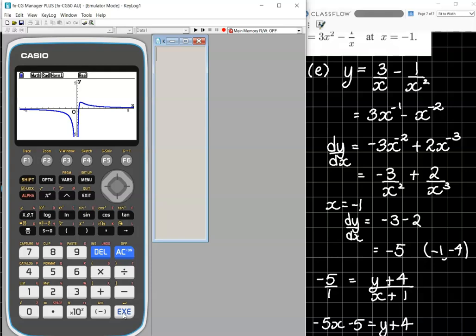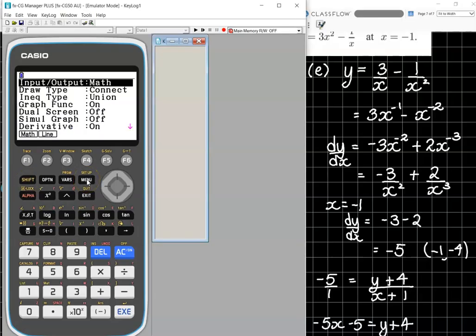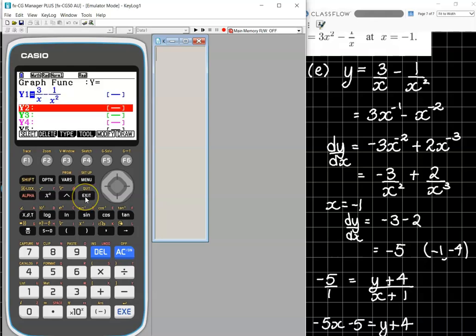If you have borrowed a calculator, if you have reset your calculator or put new batteries in, you need to make sure that you check you have your derivative on. How do we check our derivative is on? Excellent. Shift, menu, scroll down, and you want to make sure your derivative is on. If it was off, you just press F1 and you pop it on again. We press Exit and we go back. We graph.